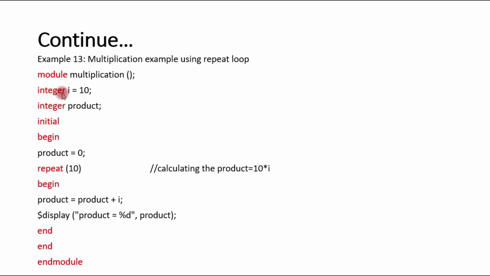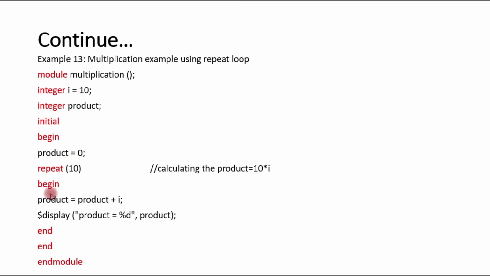Here we are declaring an integer I and initializing this integer value to 10, and for the final product we are using a variable product, which should be a register data type. Product is initialized here in the initial block, then using a repeat loop we are mentioning 10 here. It means the product is multiplied 10 times. Begin product equal to product plus I.